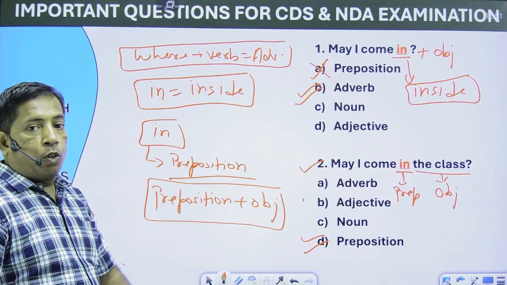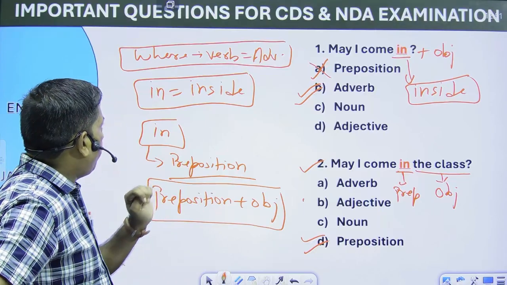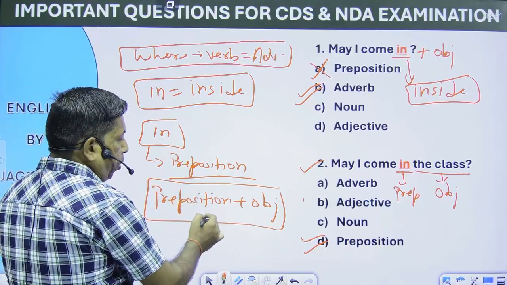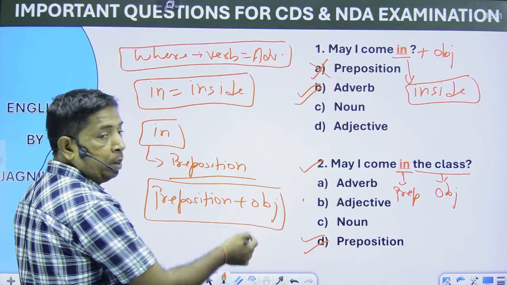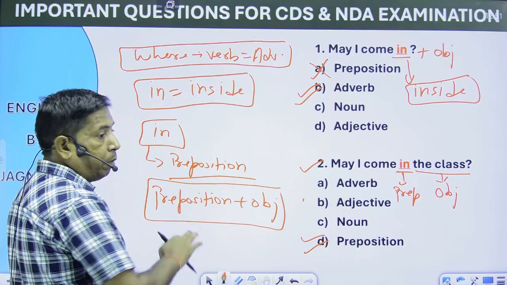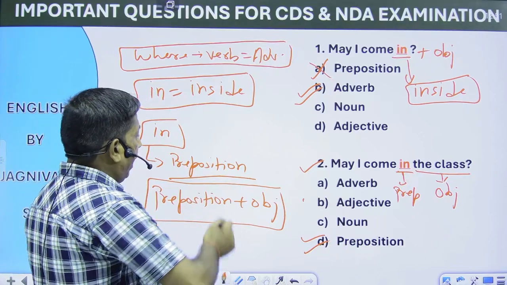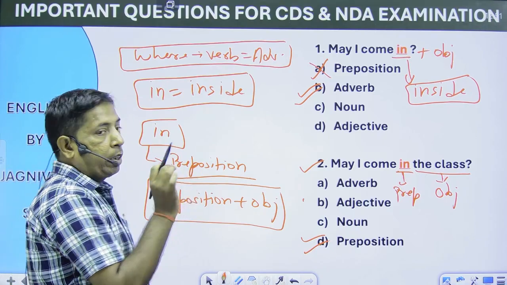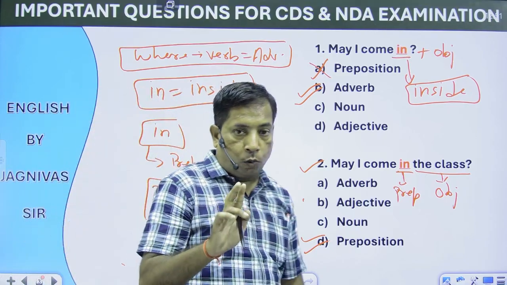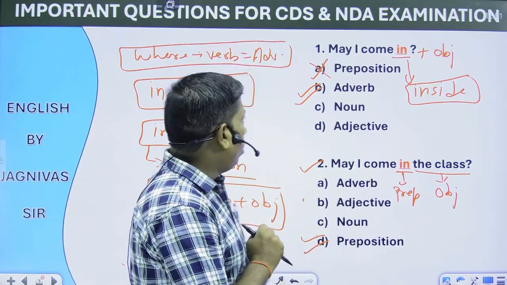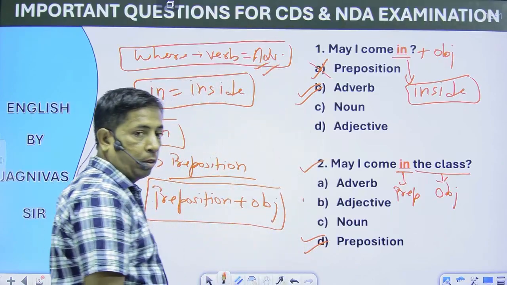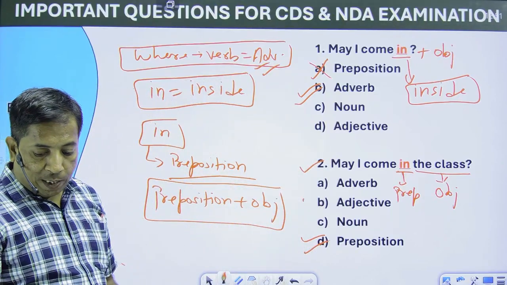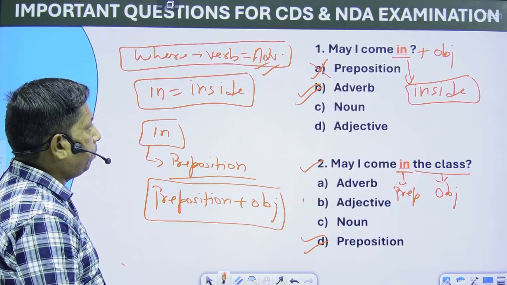So there are two things you have to keep in mind. A preposition is written with an object. It cannot be written without an object. And if the word is written without an object, it means two things: either the sentence is wrong, or the word is not a preposition. Clear? Now let's move to the next question.